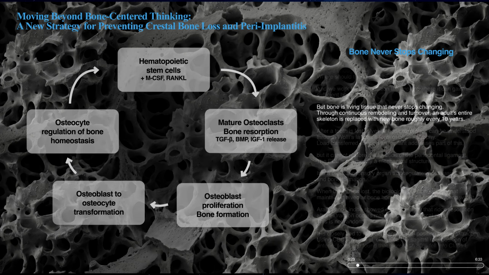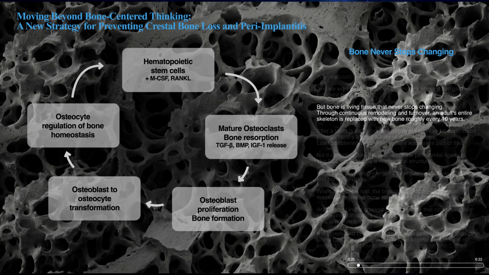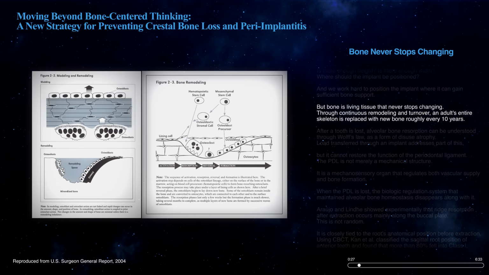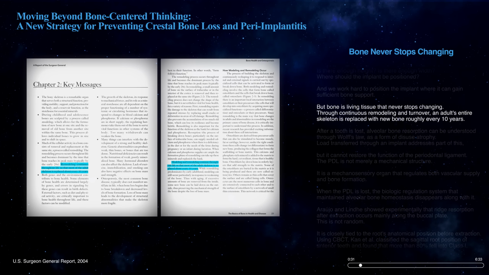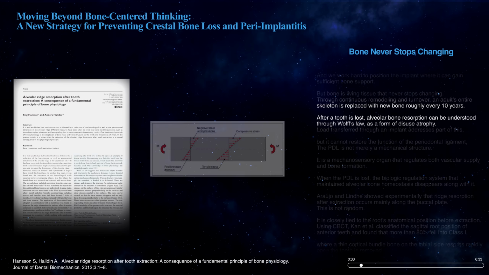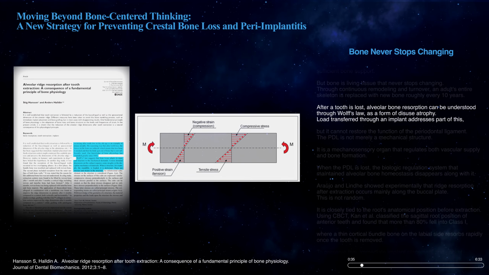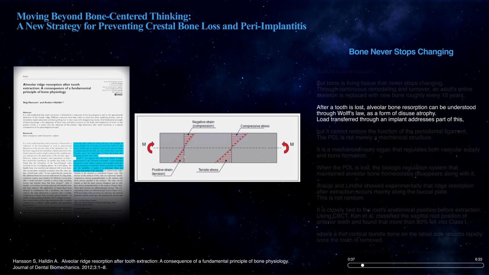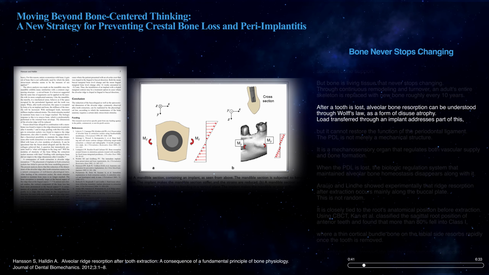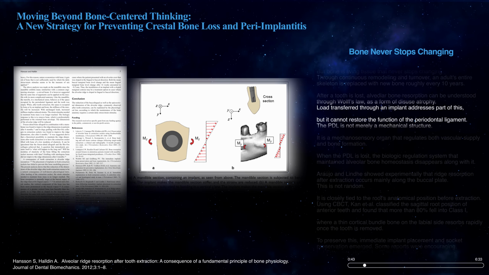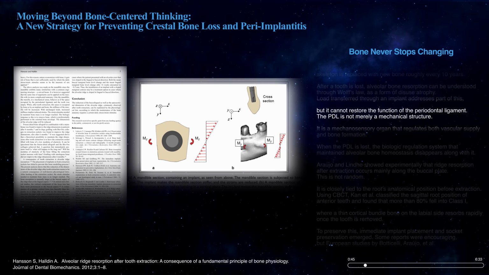But bone is living tissue that never stops changing. Through continuous remodeling and turnover, an adult's entire skeleton is replaced with new bone roughly every 10 years. After a tooth is lost, alveolar bone resorption can be understood through Wolff's Law as a form of disuse atrophy. Load transferred through an implant addresses part of this, but it cannot restore the function of the periodontal ligament.